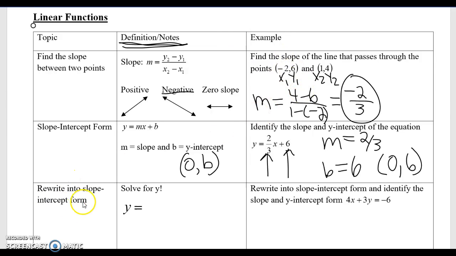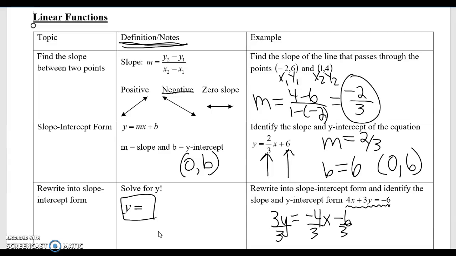If we want to rewrite it into slope-intercept form, we solve for y equals. So we take the equation that we're given and we subtract the 4x over, so we'll get 3y equals negative 4x minus 6, and then we divide everything by 3, so that we have y equals negative 4/3 x minus 2, and that would be our final equation.